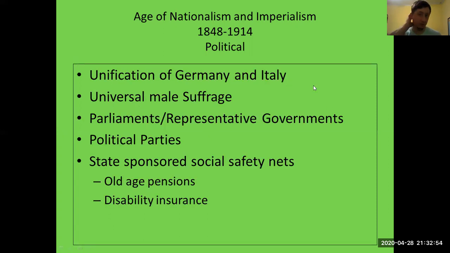In the political realm, this is the great age of nationalism. And so you see unification of Germany and Italy during the late 19th century, as Germany and Italy both coalesced into one after centuries of being not one country. They suddenly become one country in a span of about 20 years, from 1860 to about 1870, give or take.